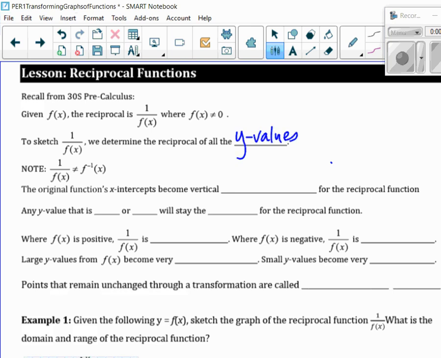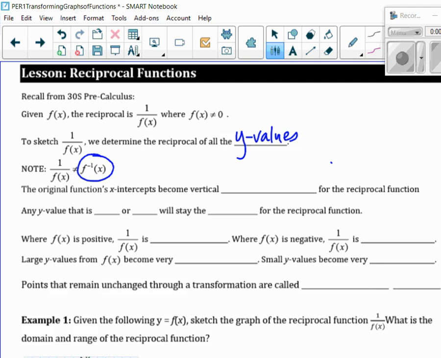Why is it the y values? Because f of x is just a fancy name for y. Note, we learned the other day that the inverse function is something else. It is not the reciprocal function, so do not get them mixed up. Now in this course, we're going to be talking about both, so you have to have it very clear in your head they're not the same thing. So how do we do this?